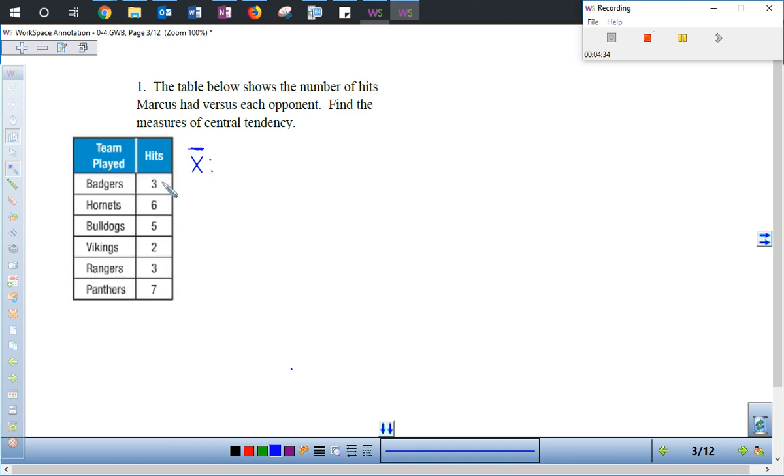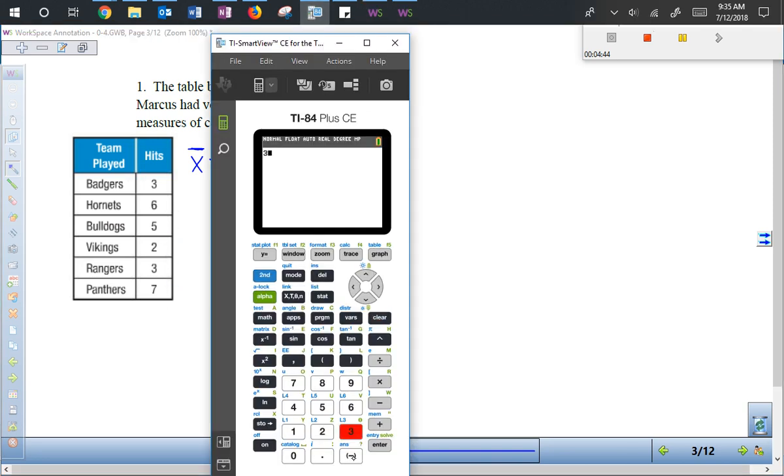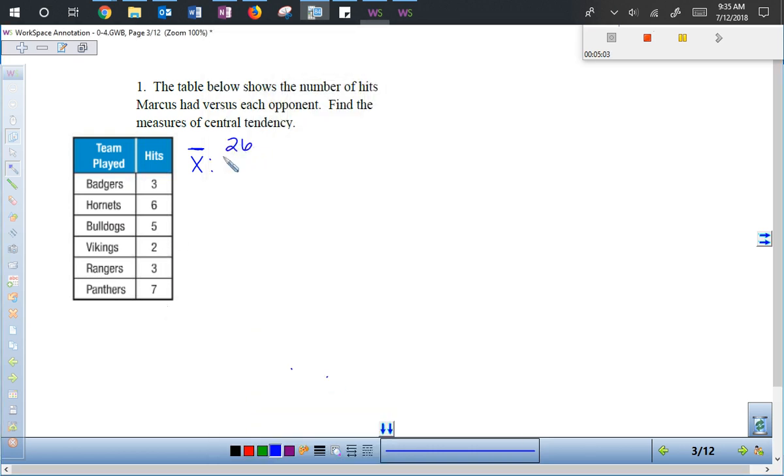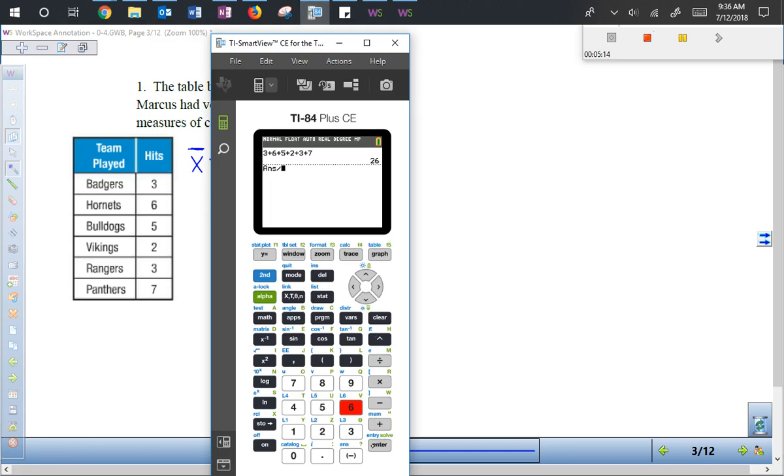So what we want to do is add them together. Let's get out our calculator here, and we're going to say 3 plus 6 plus 5 plus 2 plus 3 plus 7, and we're going to get 26. So the sum of these numbers is 26. And then we want to divide that by how many total data values we have. So we have 1, 2, 3, 4, 5, 6. We want to divide that 26 by 6. And if I do that in my calculator, we're going to get 4.3 repeating.